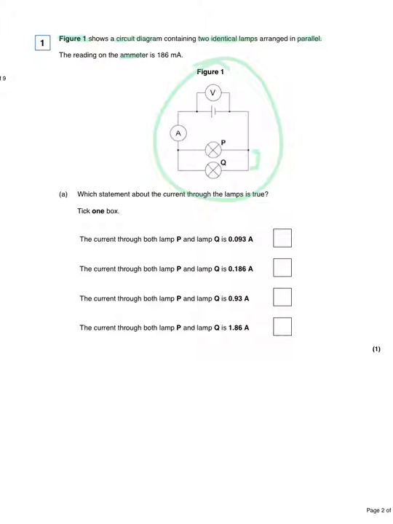The reading on the ammeter, which is telling me that's current, is 186 milliamps. One thing I do know is that current is measured in amps, not milliamps. So I need to unpack this a little bit, and milli means 1,000. That tells me if I want to convert milliamps to amps, I need to divide this by 1,000.